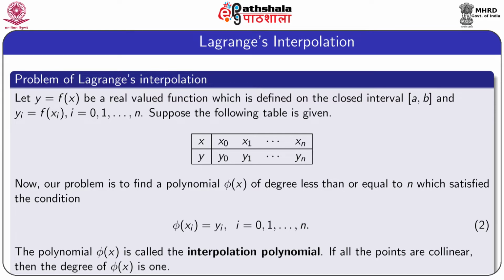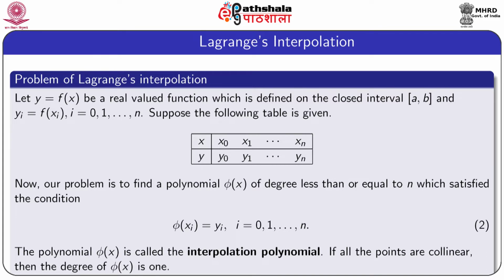This table is given. Based on this table, we have to construct a polynomial phi(x) whose degree is at most n, that means less than or equal to n, and this polynomial must satisfy the condition phi(x_i) = y_i for all i equal to 0 to n. Equation 2 is the main condition of any interpolating polynomial.